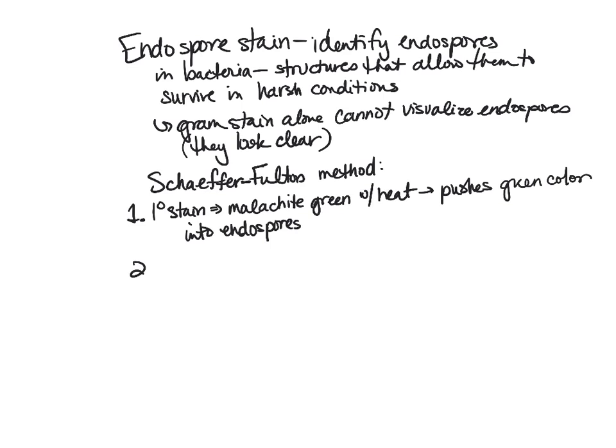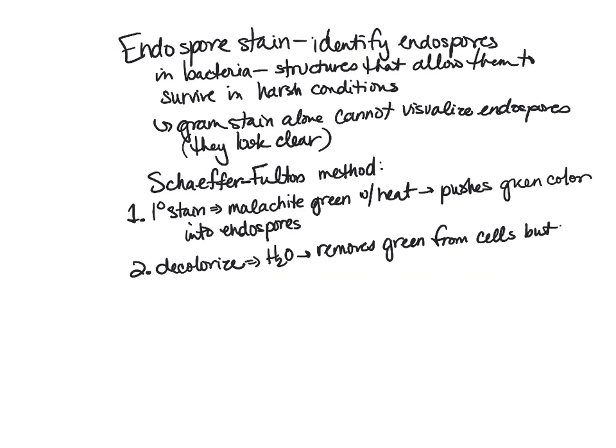Then we are going to decolorize. When we decolorize, we can just use water. What this is going to do is remove the green from any vegetative cells, vegetative meaning just healthy cells that are living, that are not endospores, but it's not going to remove it from the endospore. So it removes the green from cells, but not endospores.